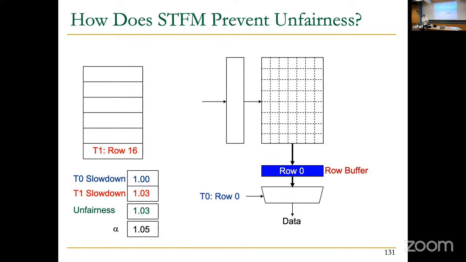Now we update the slowdown value, because if this was run alone in the system, it wouldn't encounter the slowdown due to us scheduling T0's request. And then we continue executing this workload, right? We schedule T0's requests. And at some point, the unfairness exceeds the threshold. Once it does, we start prioritizing the maximum slowdown thread. And doing that will basically schedule T1's request here.